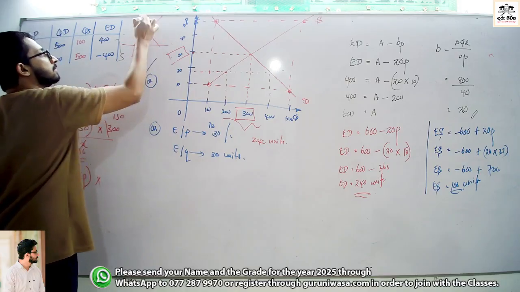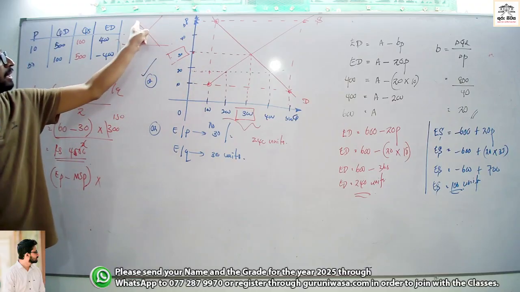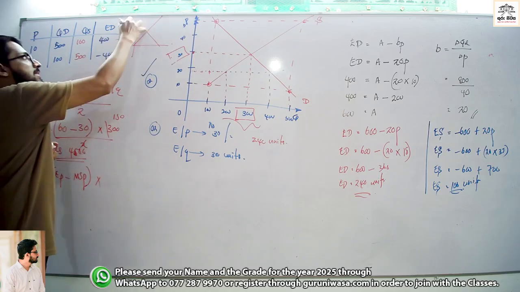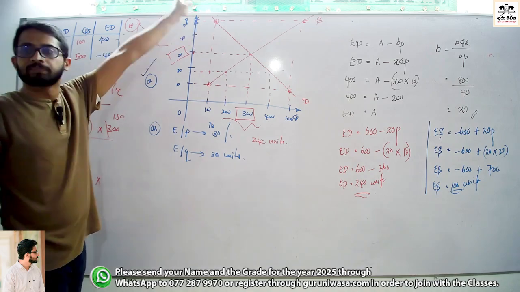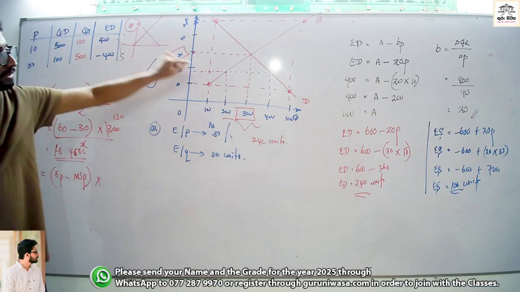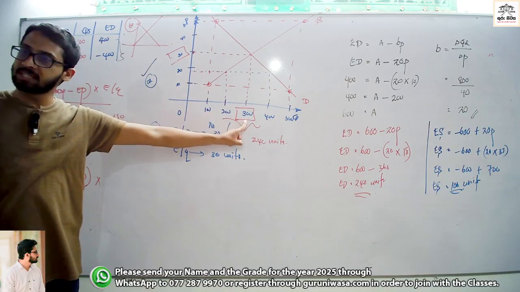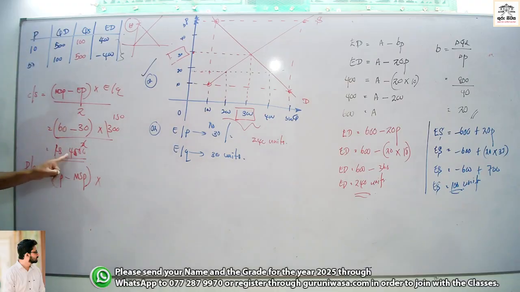Clear? If you extend this demand curve, it will touch the price axis at price 60. If you want, you can derive equations, no issue. So the maximum demand price is 60. Then 60 into the equilibrium quantity, according to the diagram it's 300. It's a triangle, so divided by 2. So the answer is 4500.